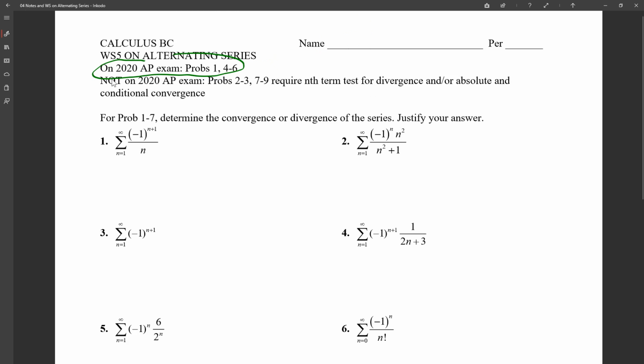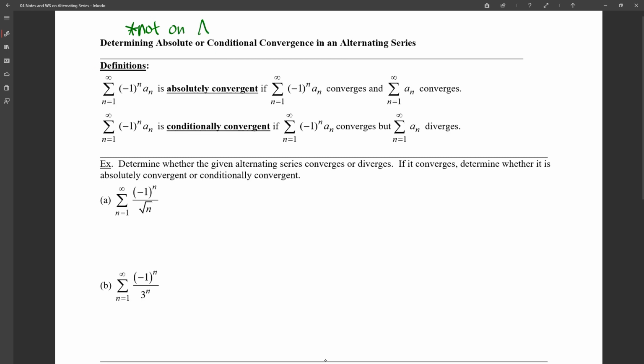All right, let's look at your homework. Your homework on the 2020 AP exam, you have problems 1 and problems 4 through 6. I left the ones that will not be on the AP exam for those of you who want to continue with this video and follow along and learn about nth-term test for divergence and absolute or conditional convergence. Those of you who are good with just learning the minimum amount that you need to know for the AP exam, you can turn off the video at this time. Again, this is not on the AP exam. I'm determining absolute or conditional convergence in an alternating series.